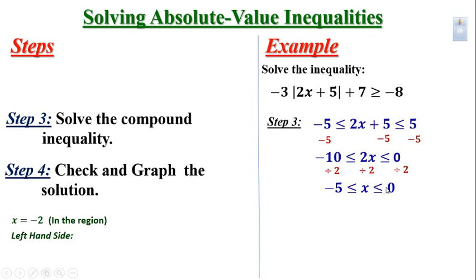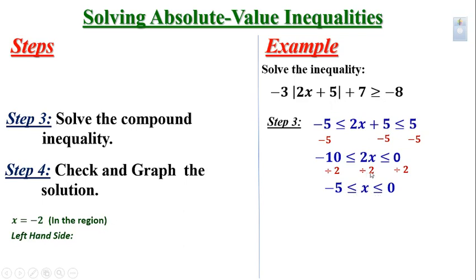Let's try 0. 2 times 0 is 0. 0 plus 5 is 5. Absolute value of 5 is 5. -3 times 5 is -15. -15 plus 7 is -8 again. And that's allowed. Now let's try a number that's in the correct region and see if it gives us a true statement.